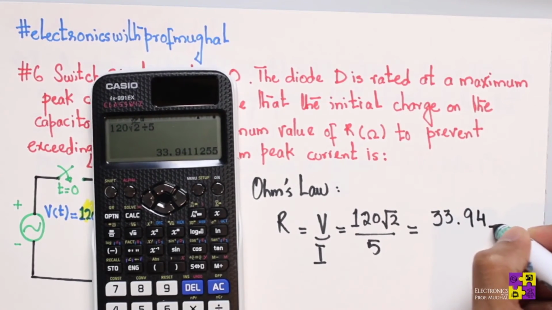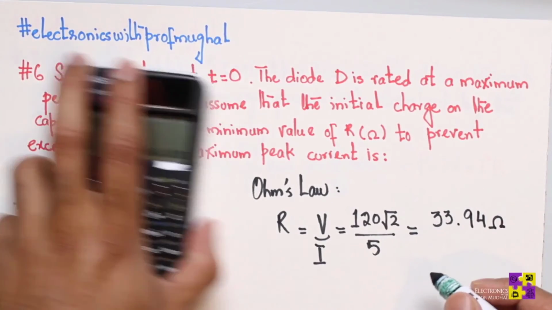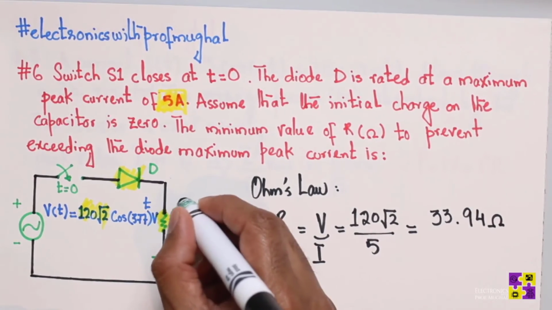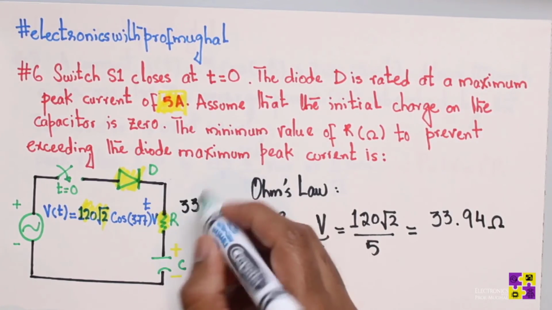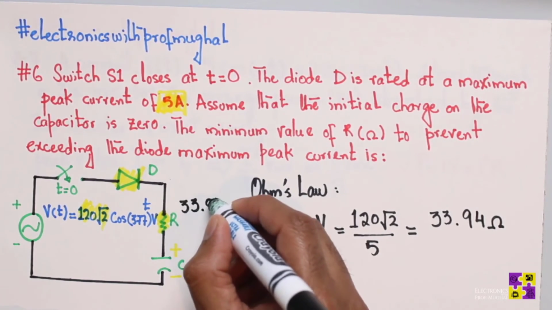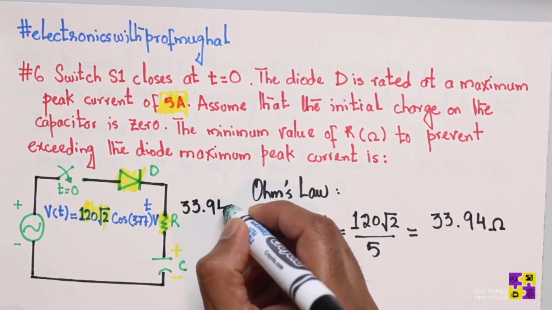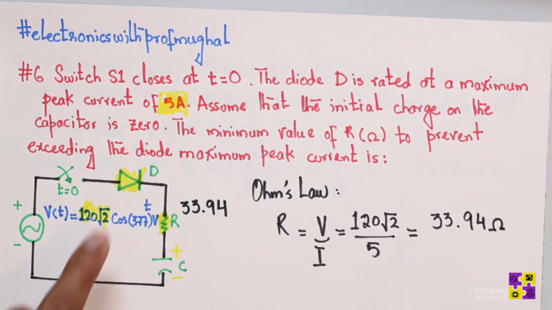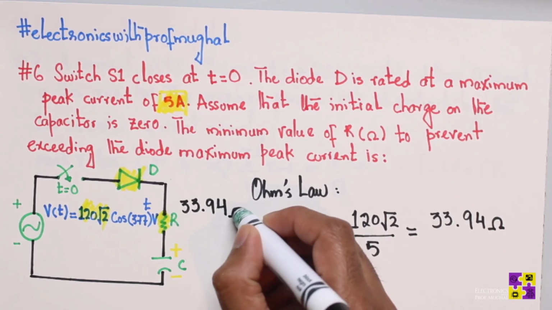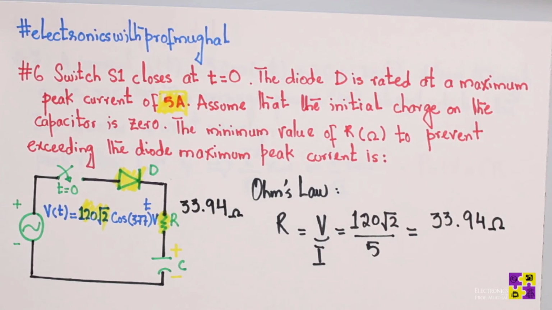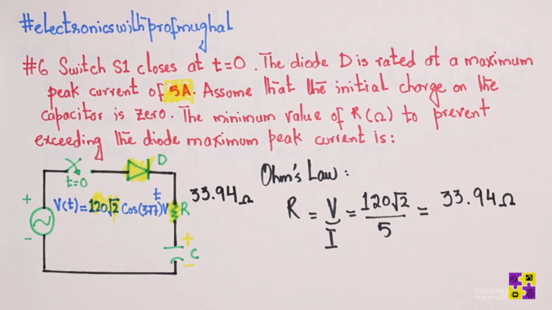33.94 ohms. Okay. That's the minimum value this resistor needs to be in order to prevent exceeding the 5 amp maximum peak current for the diode. To prevent that, we need to have at least 33.94 ohms of resistance here. Okay, so pretty simple.